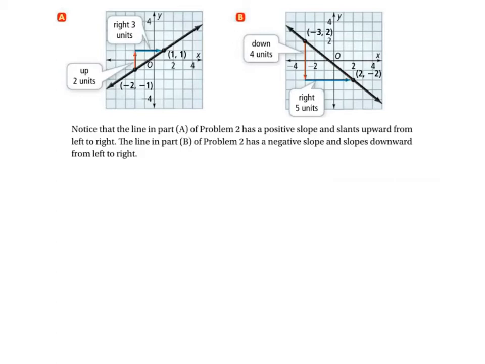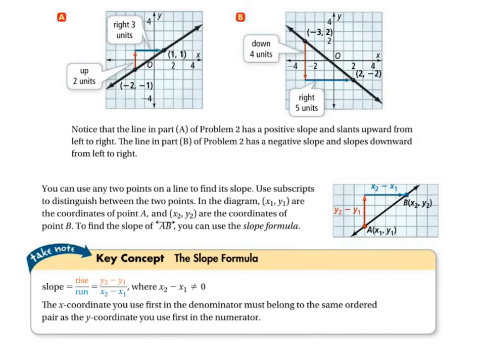And so what they're showing here is the notation of the slope formula itself. You can use any 2 points to find the slope. And by the way, we call one of the points point number 1, and so the x and y coordinates of it are x1, y1: the x coordinate of point 1 and the y coordinate of point 1.